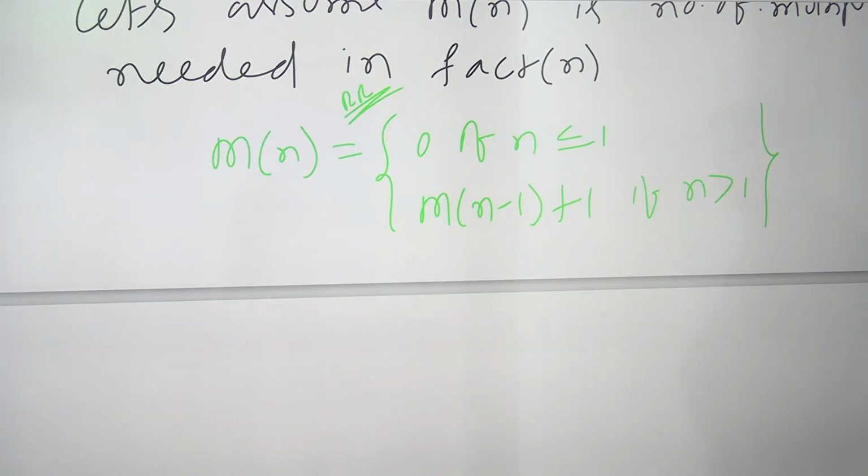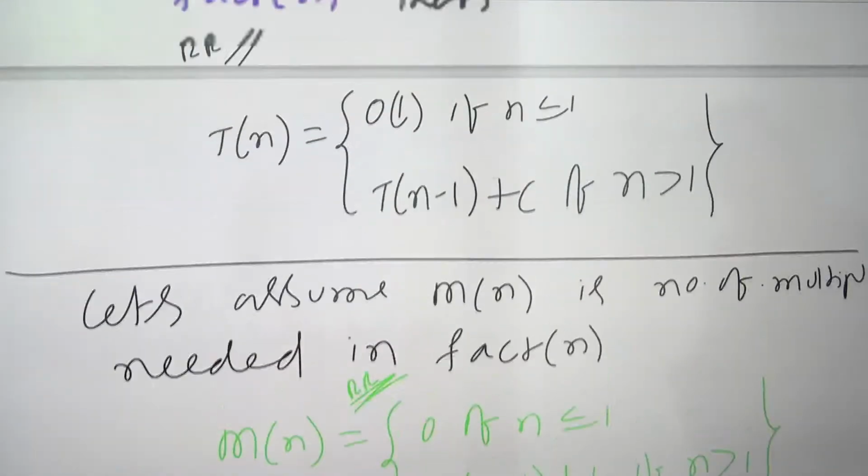Some people are asking, in the else part, why did 1 come, sir? In the else part, 1 multiplication is there. So 1 came. Sir, in the else part, why did m of n minus 1 come? Recursion is there. Fact n gives m of n, fact n minus 1 gives m of n minus 1.